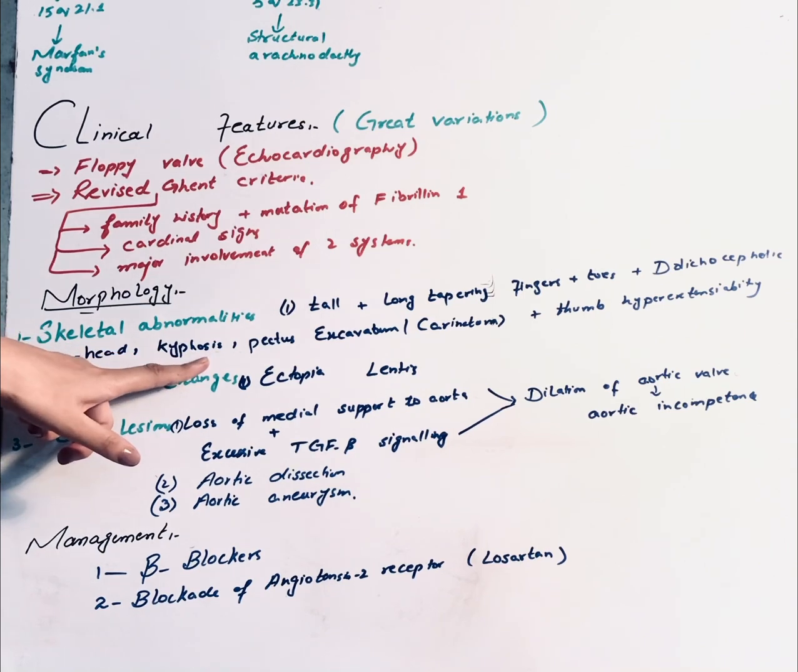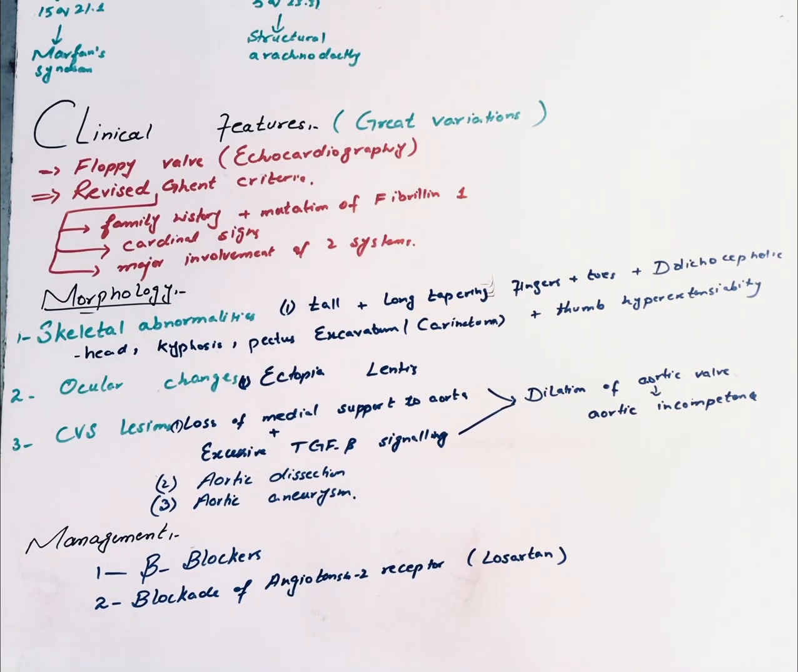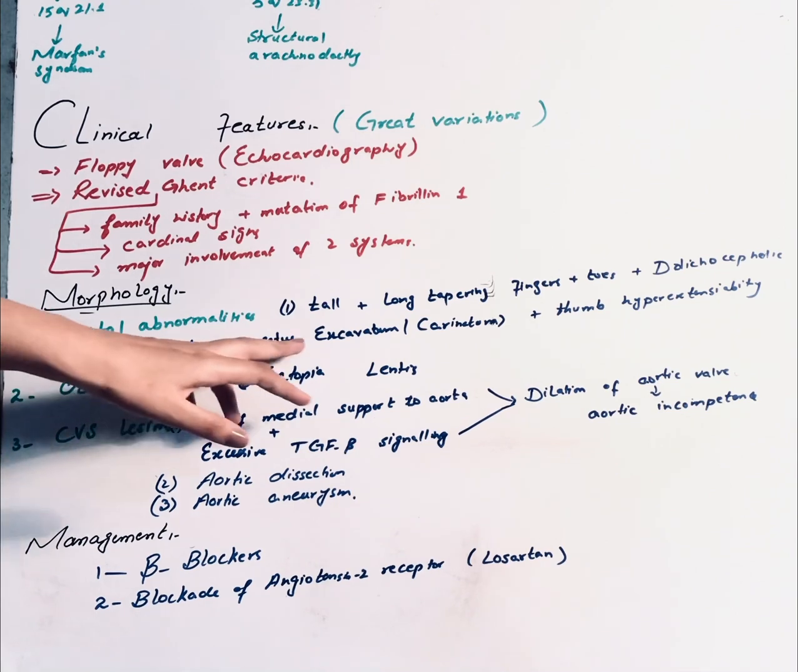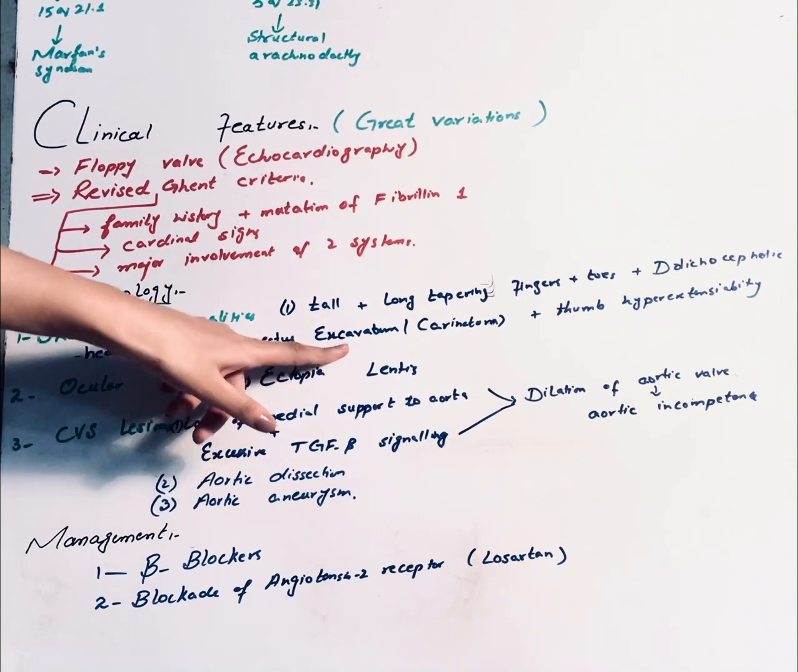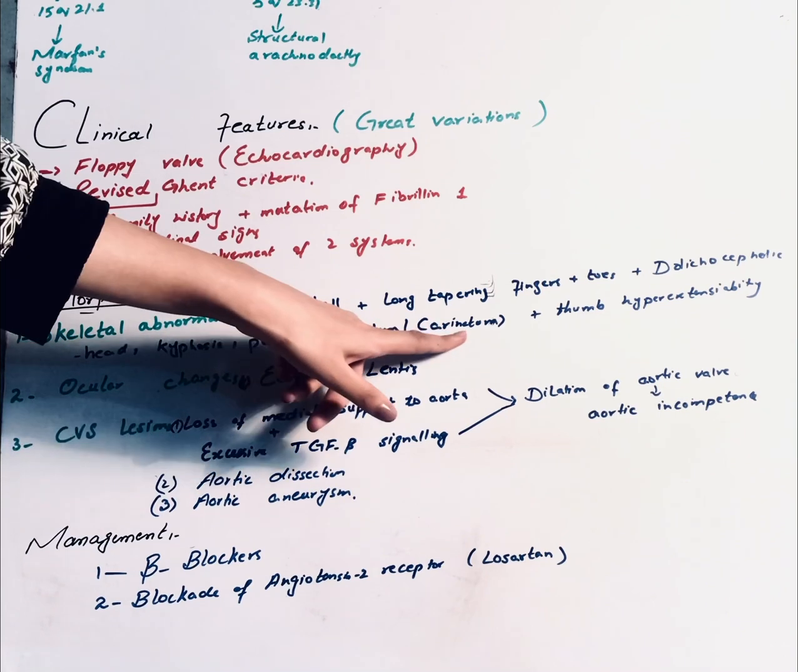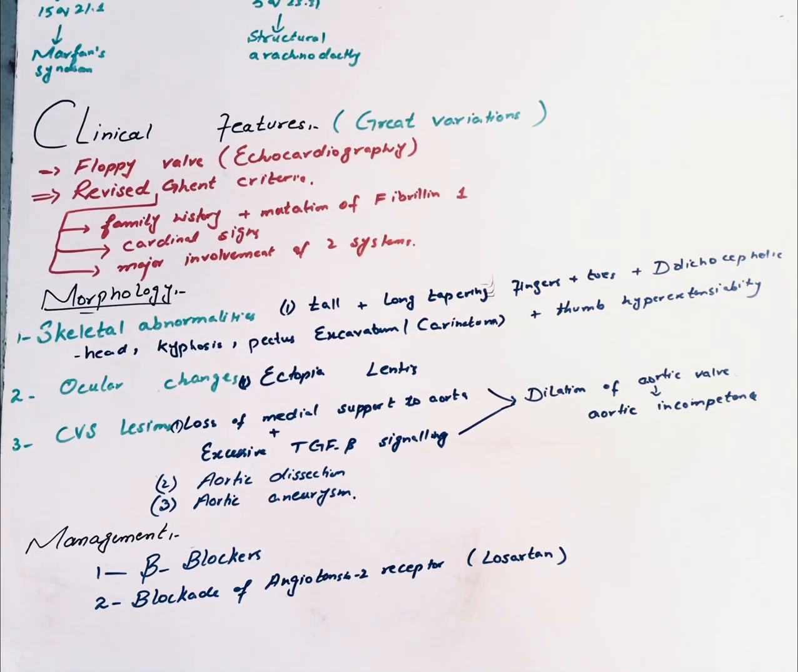Second thing is kyphosis. This is the bending of our spine. And another thing is pectus excavatum or carinatum. Like there can be pigeon chest as well as there can be depressed sternum. This is pectus excavatum due to depressed sternum, and pectus carinatum is pigeon chest. Now, the other thing that can come here is thumb hyperextensibility, like the thumb can touch back to the wrist. So these are the skeletal abnormalities that are found in Marfan syndrome.